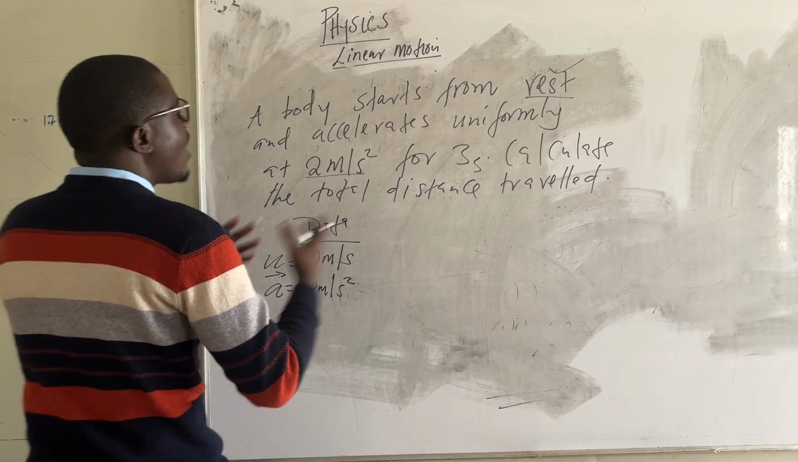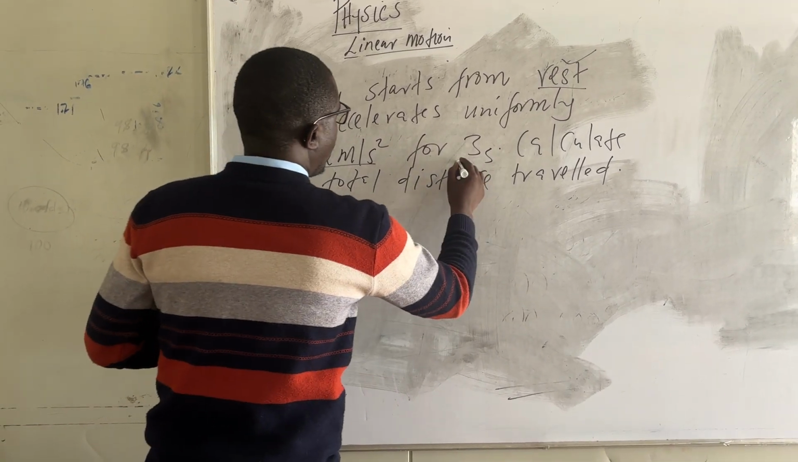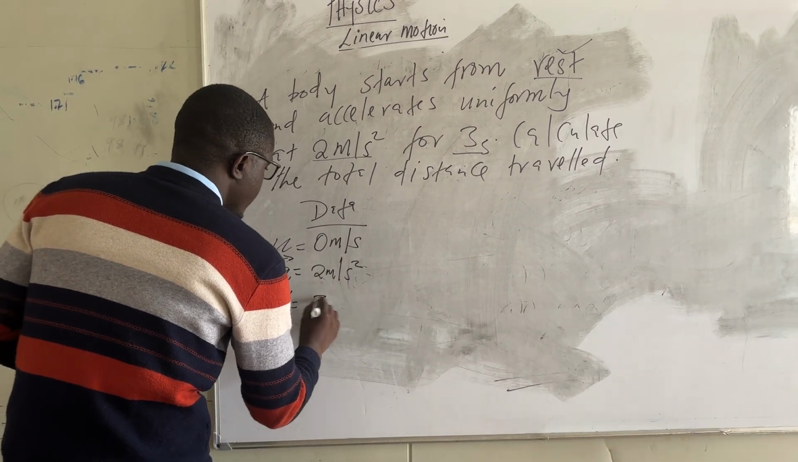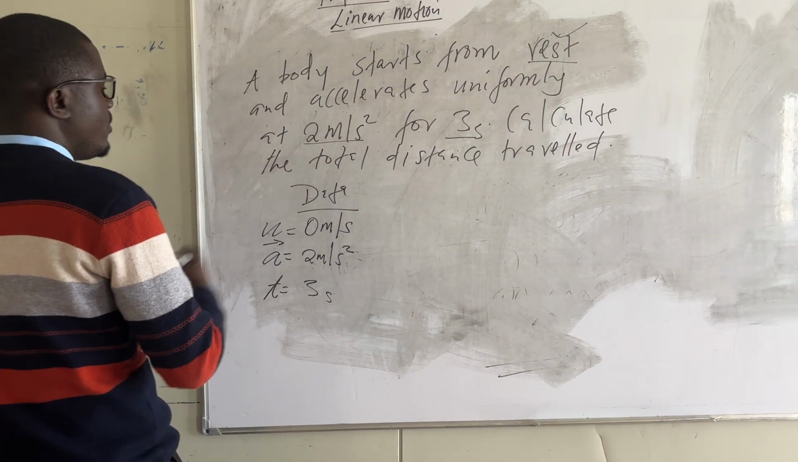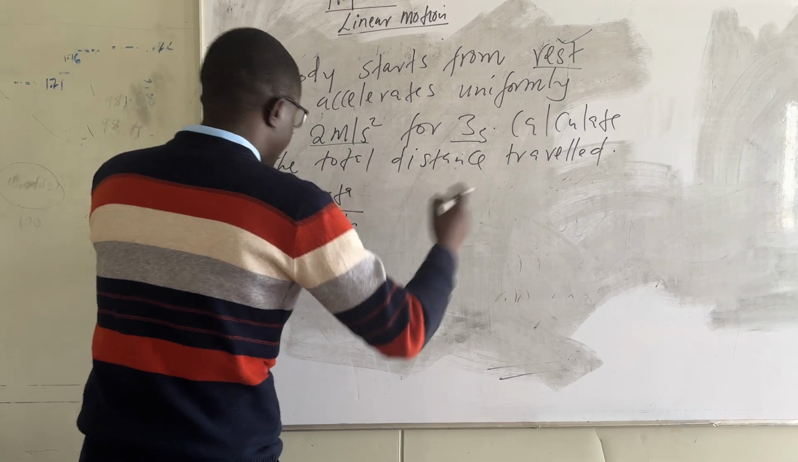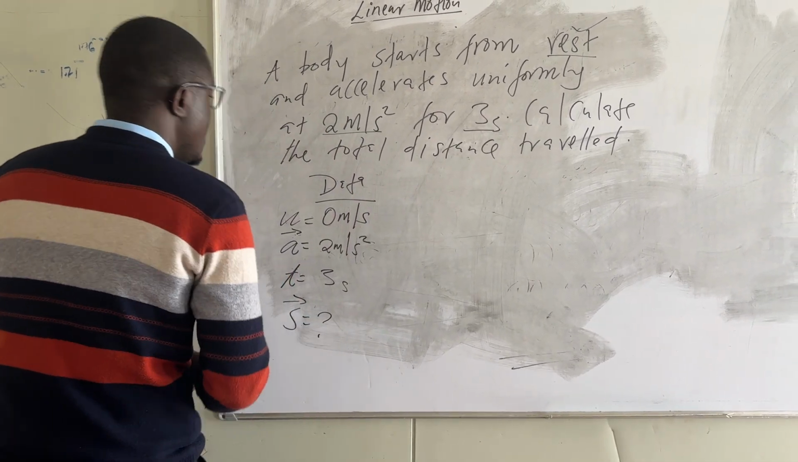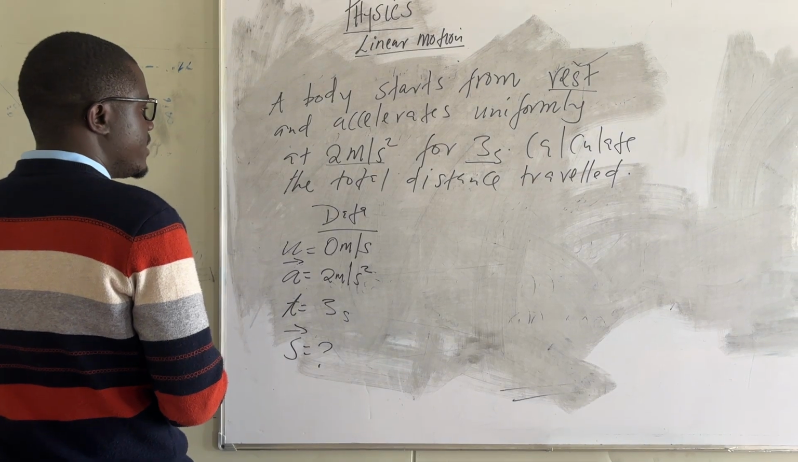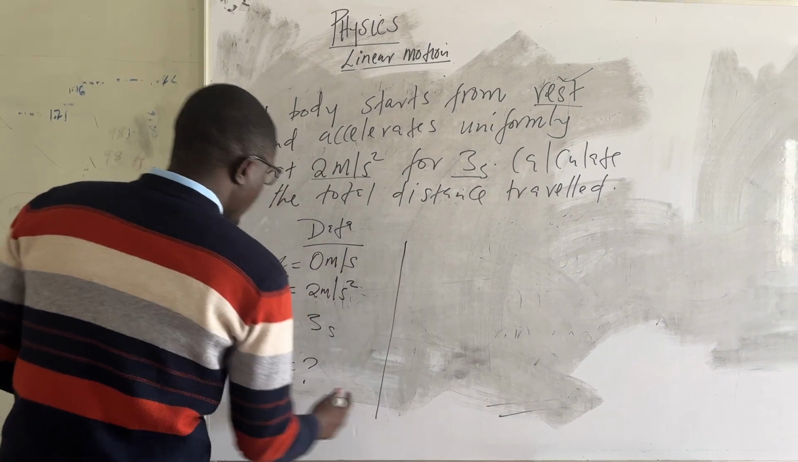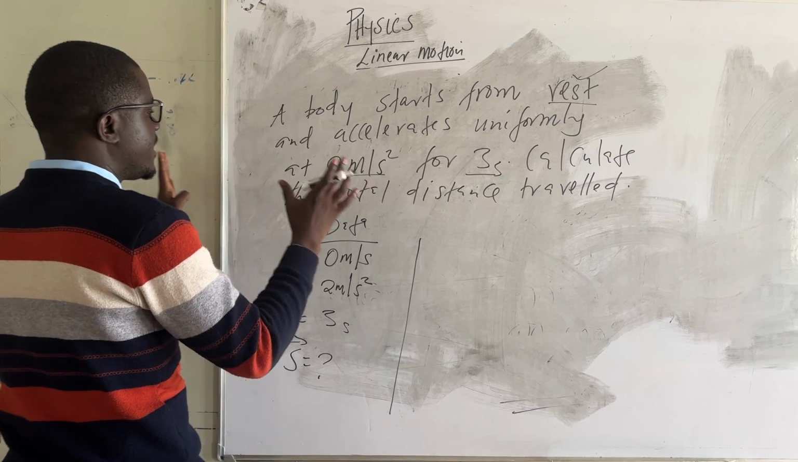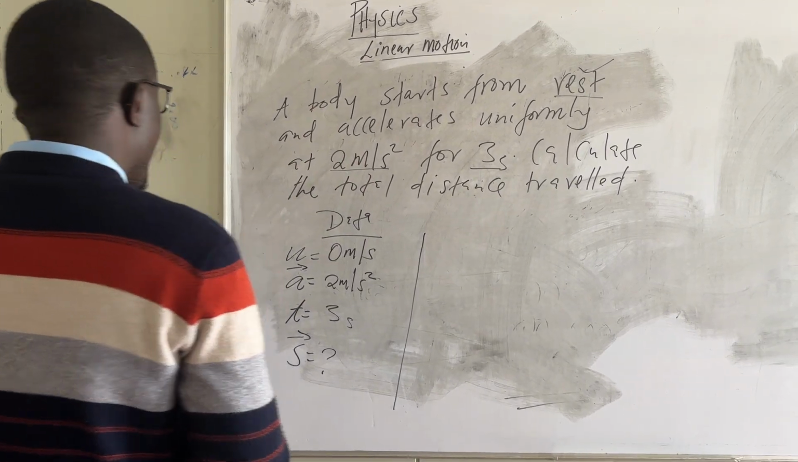What else? For how long? For 3 seconds. So our time here is 3 seconds. Then we are told to calculate the distance, which is the displacement in other words. As usual, now you have this information, it will be easier for you to calculate this simple question.